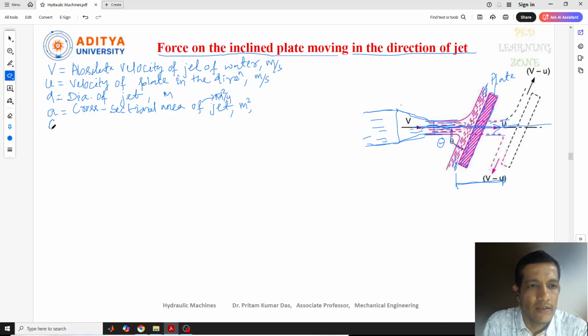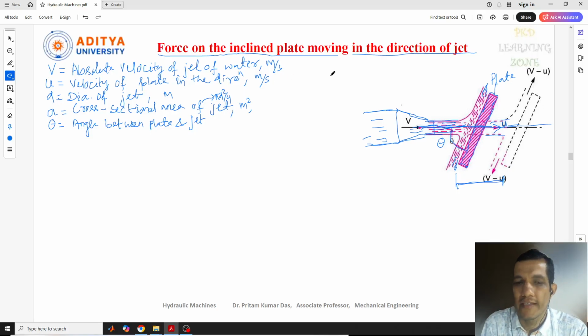And next one, theta, the angle between the jet and plate. The angle made between the plate and jet. So these are the parameters we need to consider here.